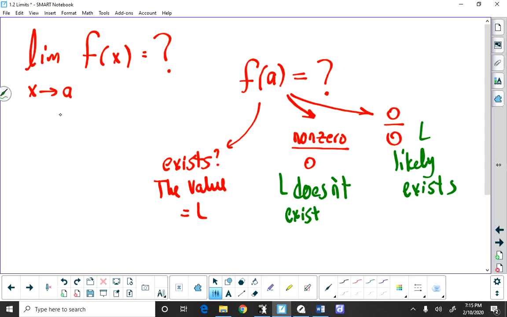I don't want to spend time explaining why I've said it likely exists, but the bottom line is even though you get 0 over 0, there might be a situation where the limit still doesn't exist. And if I remember, I will show that situation to you tomorrow.